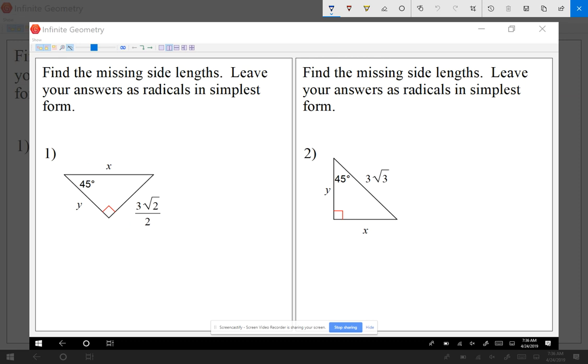All right, so in the 45-45-90, one thing that we know is the two sides that make the 90-degree angle are equal. So if I'm looking at question number 1, in order for me to solve for y, I see that the other side makes the 90 degrees. So y is 3 radical 2 over 2. Y is basically given.